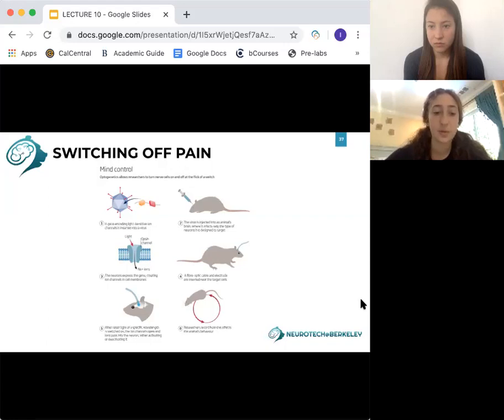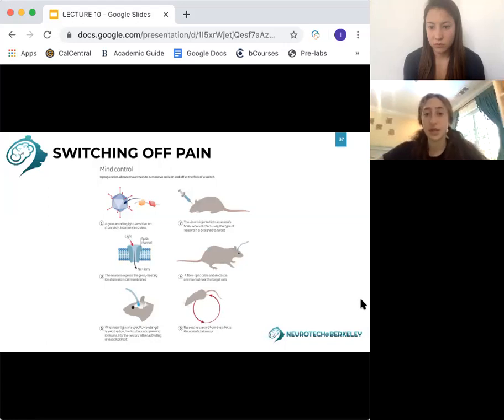Then a fiber optic cable and electrodes are inserted near the target cells. We then strike light of a specific wavelength, and the ion channels open, ions flood into the neuron, which can either turn on or off neuronal signals. So the output behavior of the mouse is then recorded in response to this process.